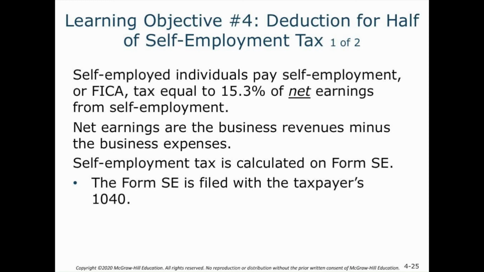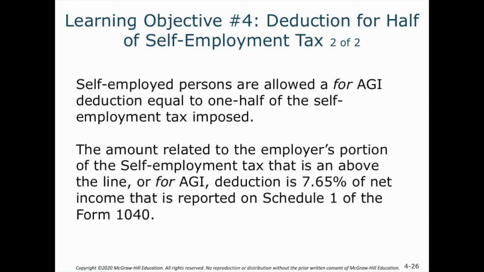So it's going to be as if they are paying the 7.65% from the employer perspective, and then the 7.65% of stepping into the employer's shoes and collecting from the employee and paying on behalf of the employee. So the way they get the deduction for this is the half that they are paying for on behalf of what we think of as the employer in the employer-employee relationship. You're going to get a for AGI deduction. That's going to be equal to half of that self-employment tax that's imposed.